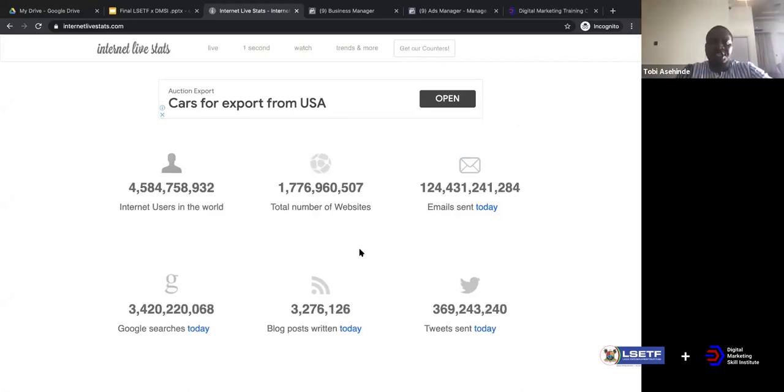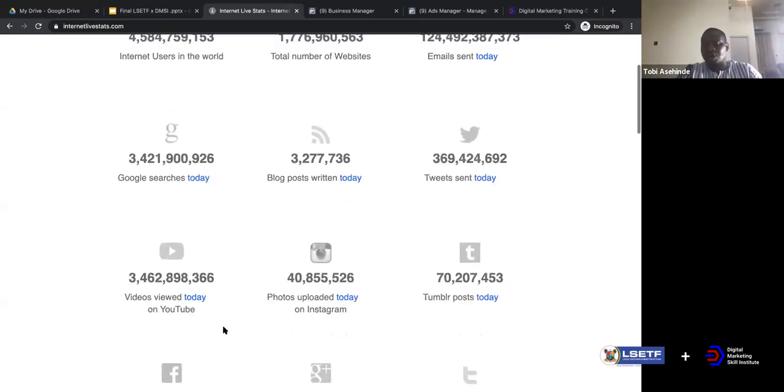Now, so you can see, on the internet, there are about 4.5 billion internet users in the world, about 1.7 billion websites in the world, about 124 billion emails have been sent just today, and about 3.4 billion searches have been made on Google, and so on in terms of the online platform.